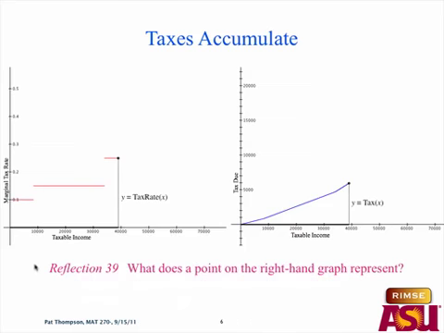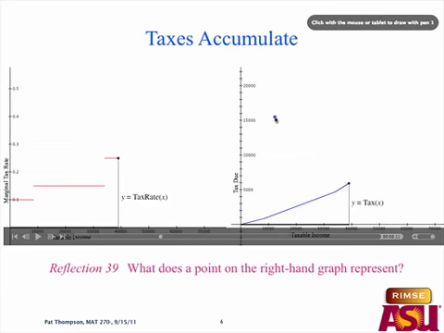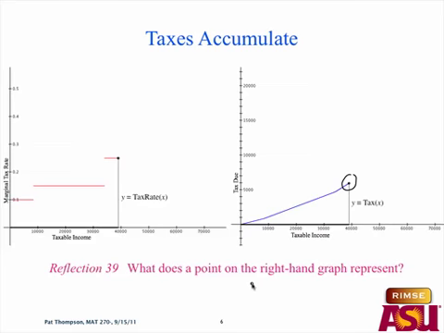Okay, what does a point on the right-hand graph represent? So this graph over here. What does a point represent on the right-hand graph? Jocelyn? How much her taxable income was, and then how much tax she owes. Okay, so did you hear two pieces of information? Yeah, a point represents two corresponding pieces of information. In this case, given a taxable income, it's the corresponding tax due.